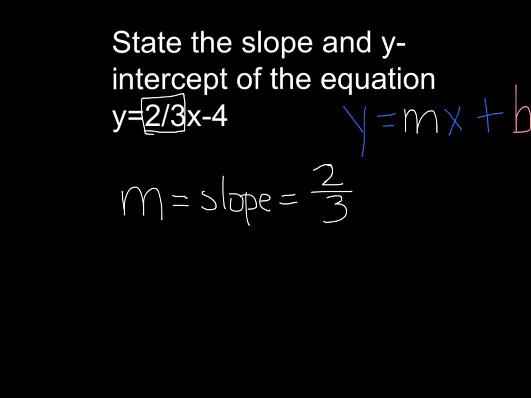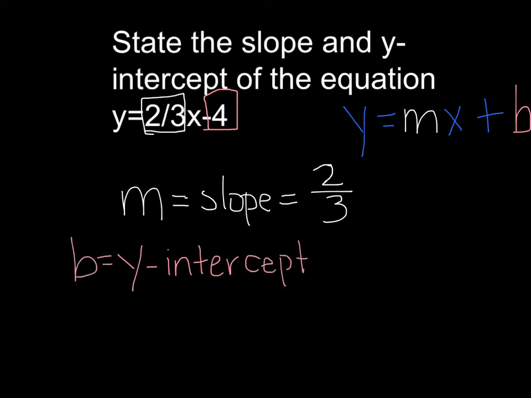Now we need to look at b. B is the y-intercept. That is where the line crosses the y-axis. So in this case, the form is plus b, but in this case, I have a negative 4. So the y-intercept, which is also b, the variable b in this equation, is negative 4.